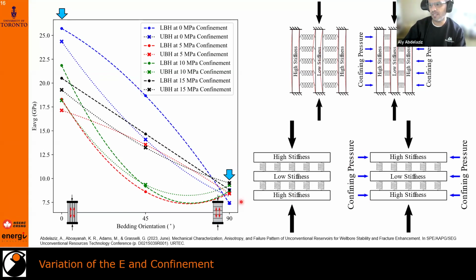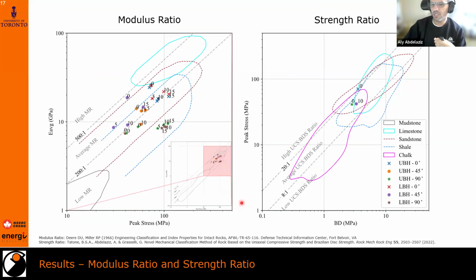Now, that being said, we also want to understand the difference between the UCS and the Brazilian disc, or the indirect tensile strength of the rock. Typically, we use 0.8 or 8 to 10. But here we started looking at it from a different perspective. So here we plotted it in what's called the modulus ratio and the strength ratio. But what I want to highlight is the following.